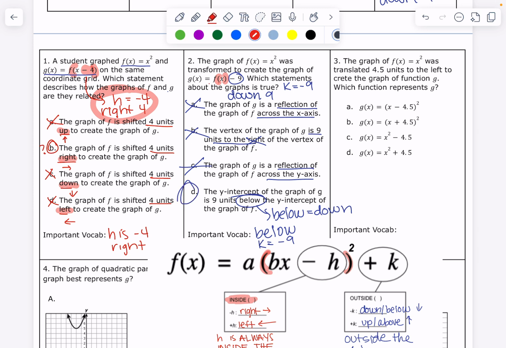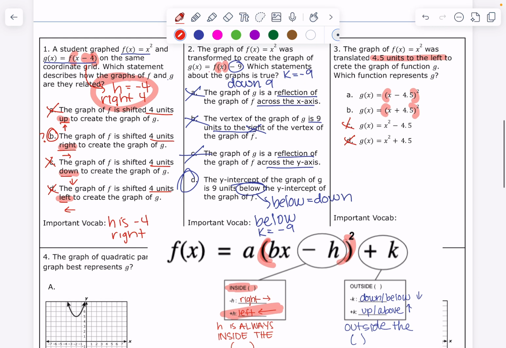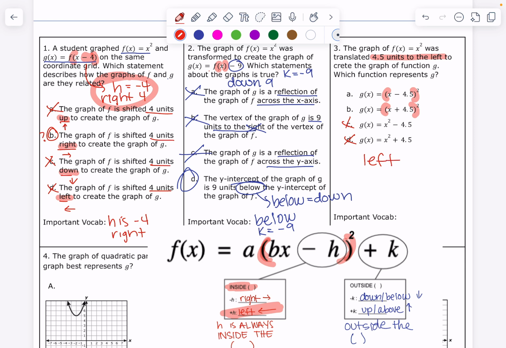So if I look at the next one, it says the graph of f(x) = x squared was translated 4.5 units to the left to create the graph of function g. Which function represents g? I know left has to be inside parentheses. So I'm looking for the answer with parentheses. Okay, so I know C and D cannot be it because they don't have parentheses. And it says left. To go left, we have to have a positive h. So now let's look at my signs. I have negative and positive. And I know I have to be positive, so the only answer should be B.